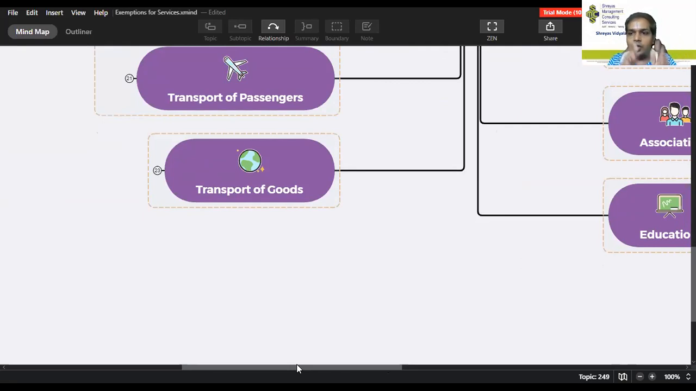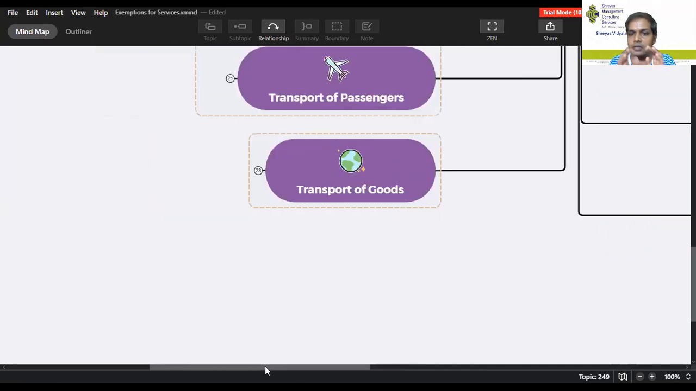We are going to bifurcate our exemptions into these 4 categories, and we'll also look at some unique points regarding these particular categories. So, transport of goods, and let me remind you, we are looking at the services by way of transportation. That's what we are looking at. We are not looking at goods as such. We are looking at the transport services in relation to these goods.